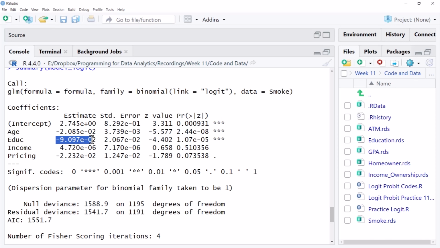Similarly, for each year increase in formal education, there's almost a 10% decline in odds ratio, a 10 percentage decline. Pricing, we can say for each unit increase in pricing, the tendency to smoke, in terms of its percentage in odds ratio, decreases by 2.2%. So this is how you can interpret the results for the logit model, but we need to examine the marginal effect to make more solid statements.